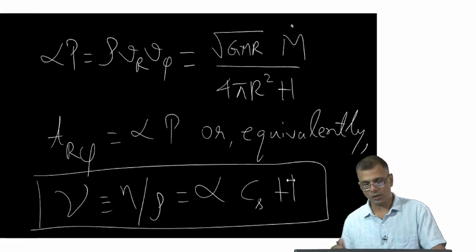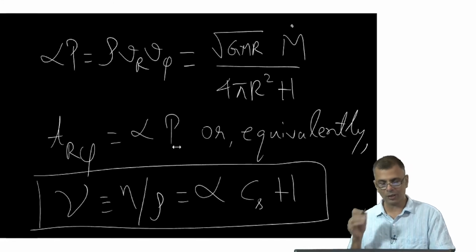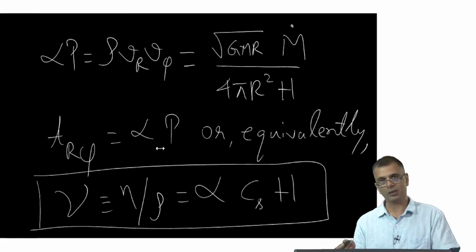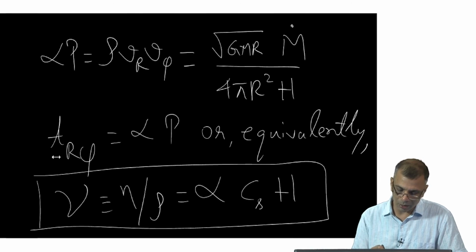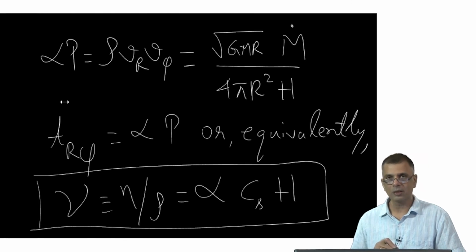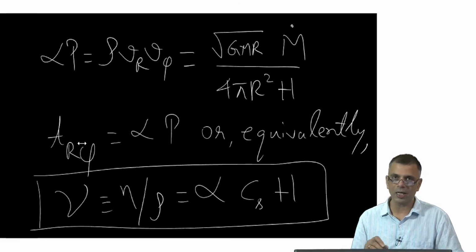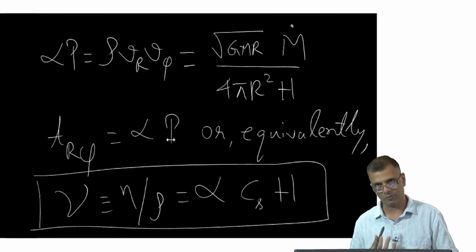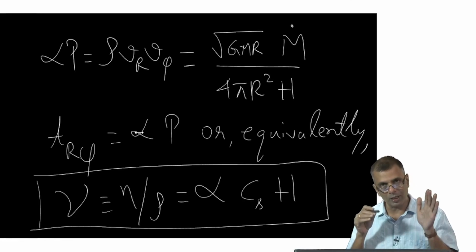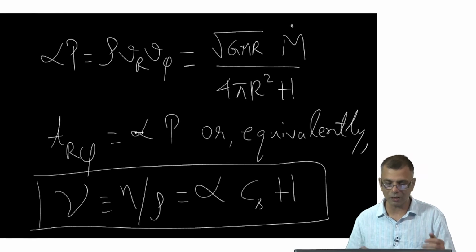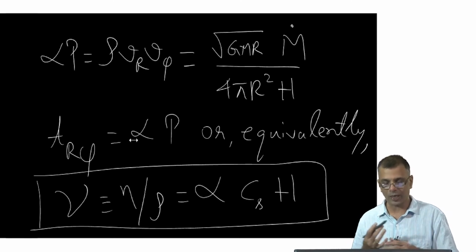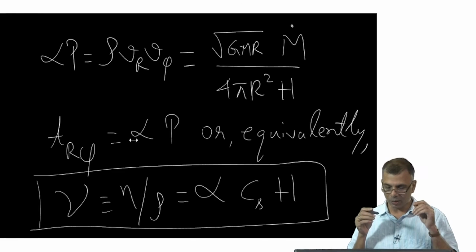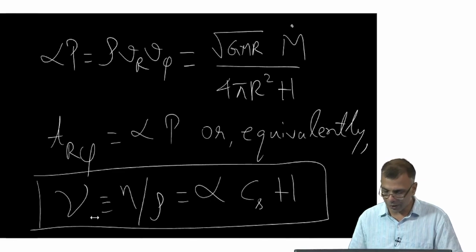Now, what's the logic in writing this? We simply said that this is the viscous stress, the shear stress, and this would be the scalar pressure. All this is saying is that the viscous stress is a fraction of the scalar pressure. Alpha of course has to be positive, but it has to be less than 1. It's a fraction of the scalar pressure. It can be shown that this is equivalent to this.